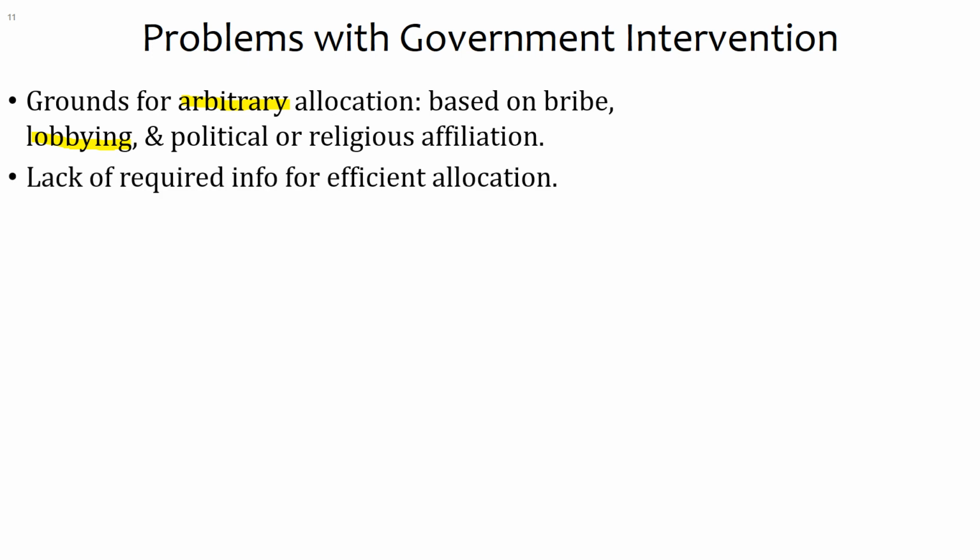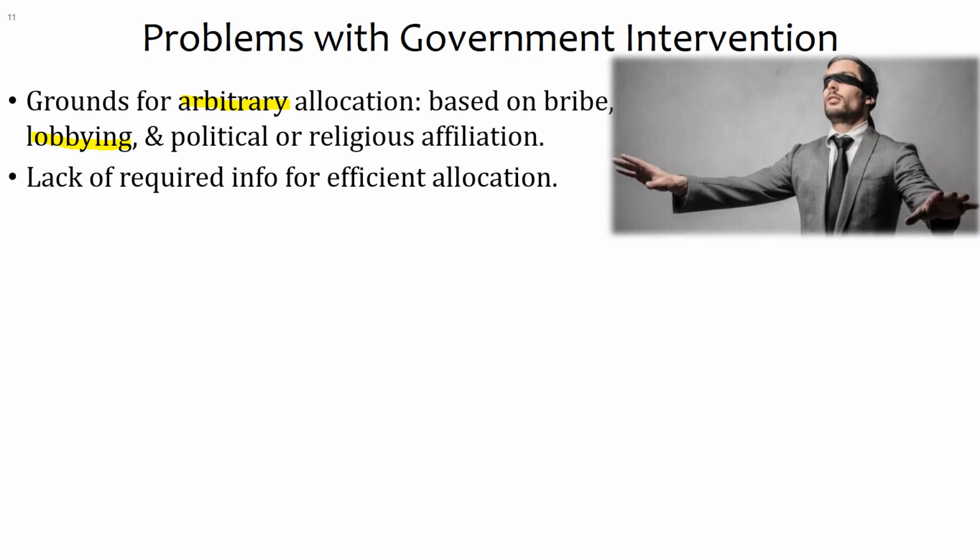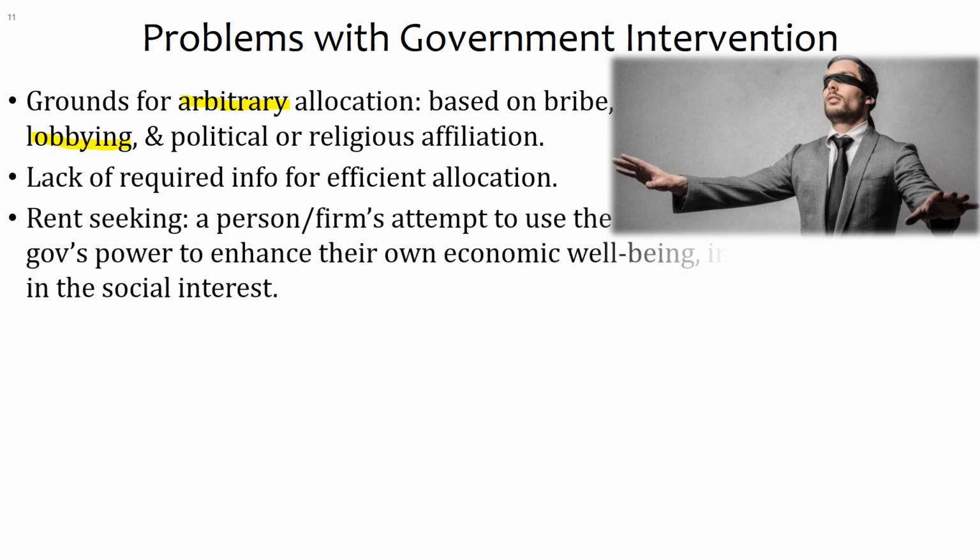The government lacks required information for efficient allocation. How should the government know where is the best use of a certain resource? Okay, how should the government know about the real costs of doing something and the real benefits of doing something? Okay, so it's kind of like having a blindfold on. You say, oh no, what should I do? I'm so lost, right? That's pretty much what it is, right? So there's a real information problem.